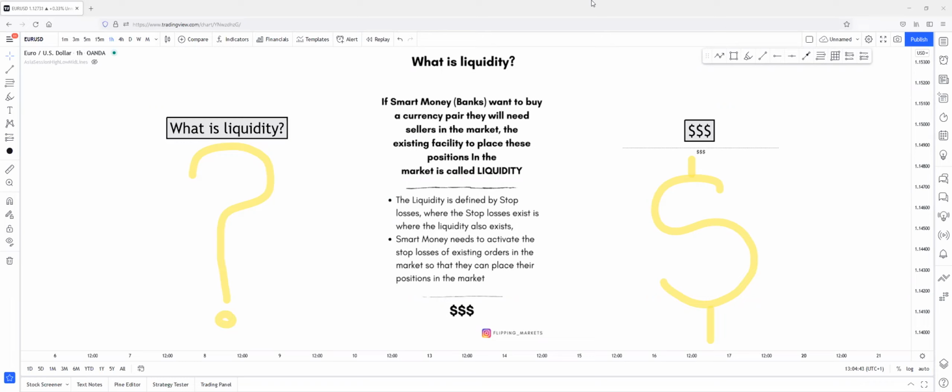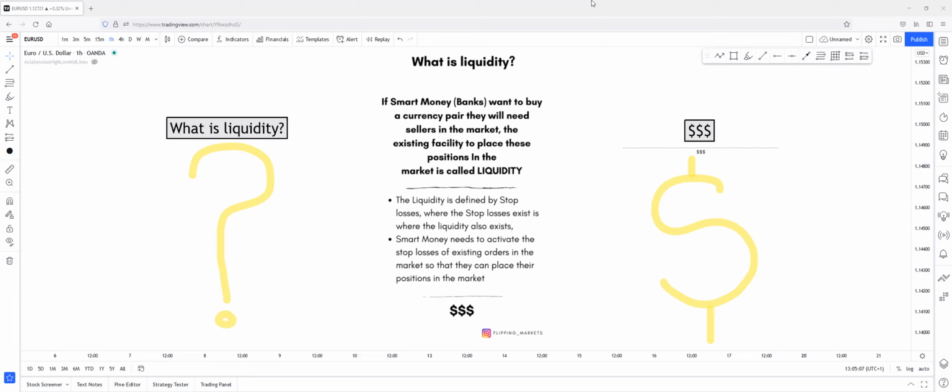If smart money or banks want to buy a currency pair, they will need sellers in the market. The existing facility to place these positions in the market is called liquidity. The liquidity is defined by stop losses. Where the stop losses exist is where the liquidity also exists. Smart money needs to activate the stop losses of the existing orders in the market so that they can place their positions in the market.